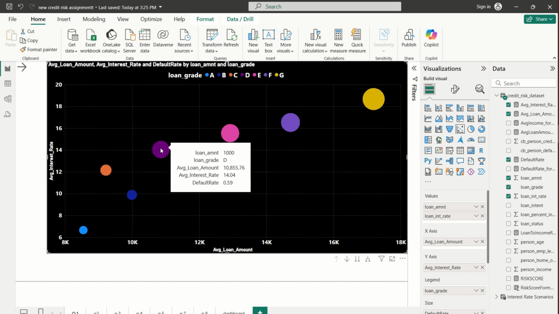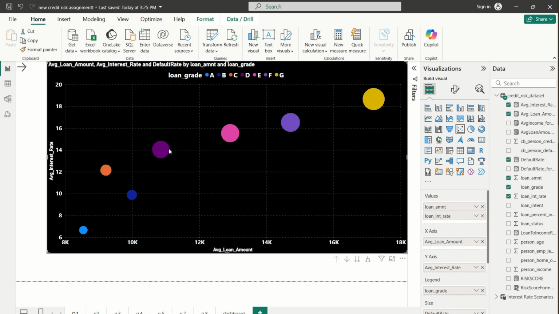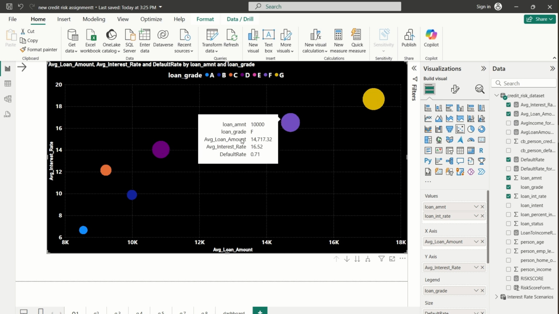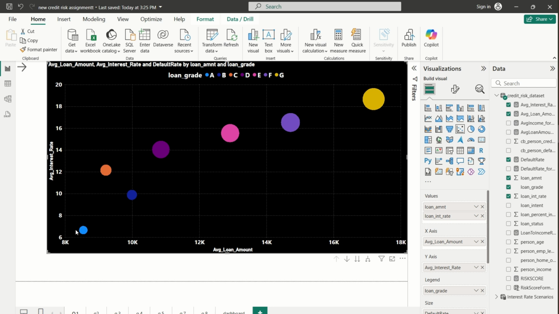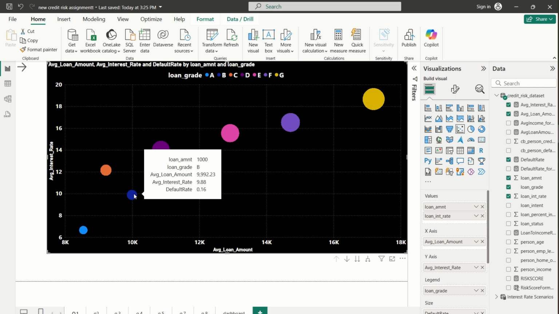Also, if we see group E to G, they are having higher loan amount, default rate, and interest rate. So, this group is riskier. Then, if we see loan grade A and loan grade B, these are safer because they're having low loan amount, interest rate, and default rate as compared to other grades.